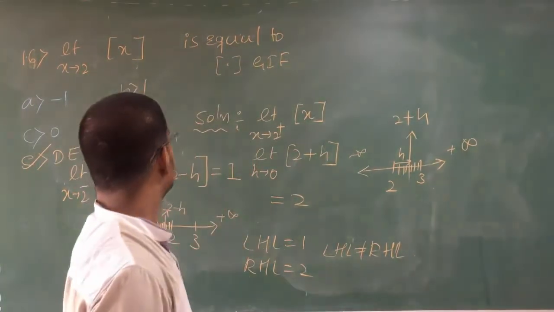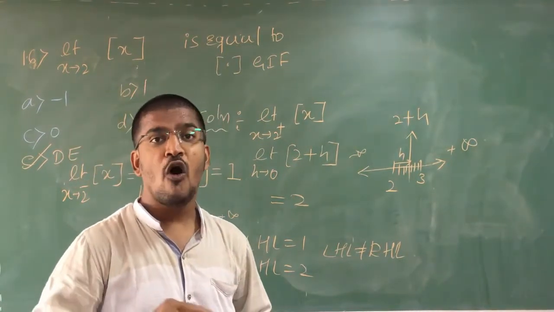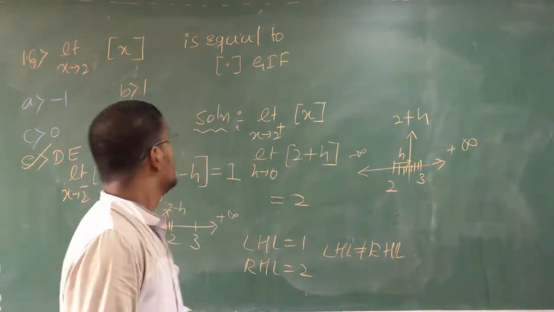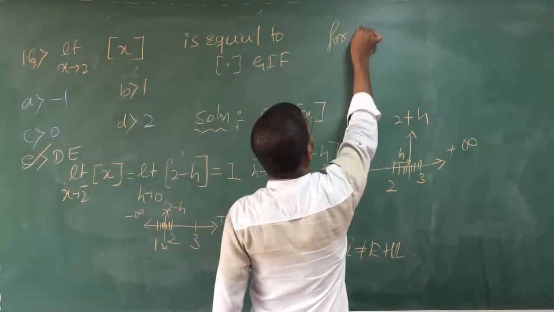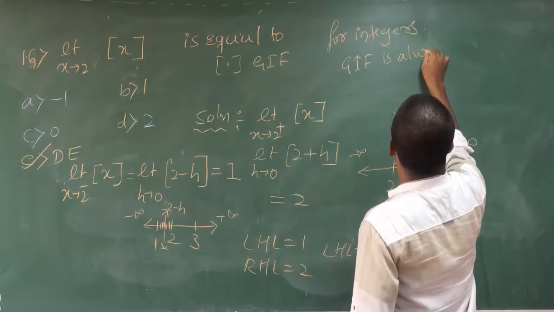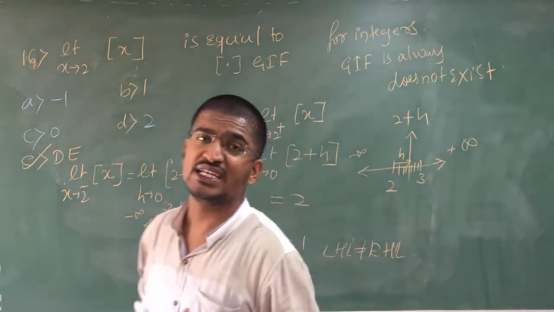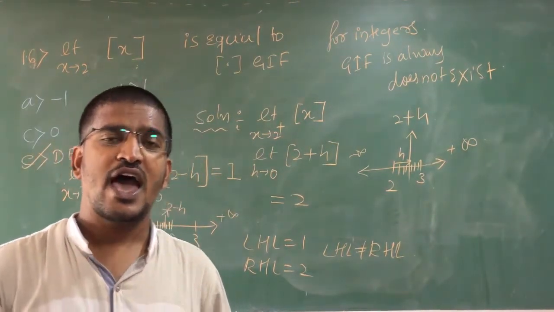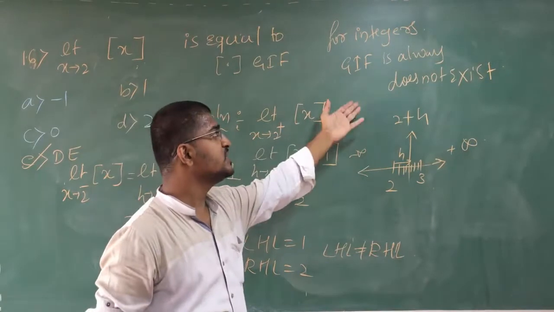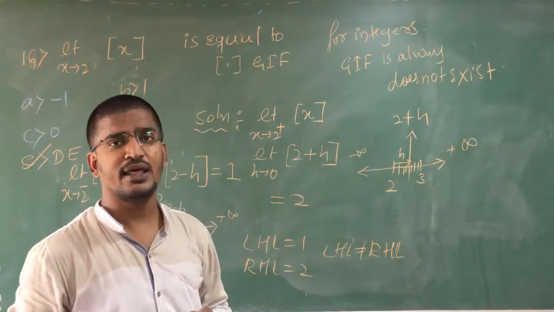Okay students, if this type of problem comes in your exam, please remember that for the greatest integer function at non-integers, it is continuous or the limit exists, but for integers, the limit does not exist. Please remember this, the limit does not exist for the greatest integer function. As we discussed for the Signum function also, the limit does not exist for the integers. In the same way, the greatest integer function will also say that the limit does not exist at integer points on your real number line.